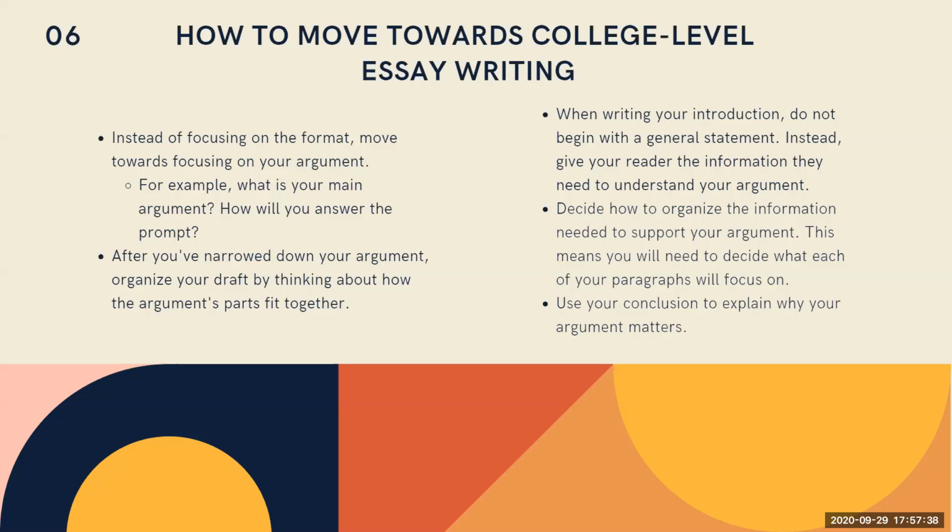After you've narrowed down your argument, you also want to organize your draft by thinking about how the argument's parts fit together. So say you've come up with a working thesis, and I say working because oftentimes you'll notice that your thesis will evolve as you begin writing. And that's another thing the 5-paragraph essay doesn't allow you to do, is really evolve and grow your thesis, versus a college level essay should allow for that wiggle room. So if you're writing your argument and you realize, oh no, I don't really cover this in my thesis, you can always go back and have your thesis be in line with your argument more.